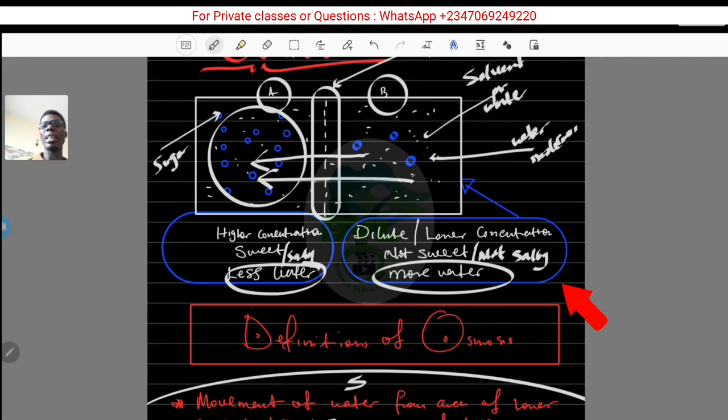So invariably, these definitions mean the same thing. So if you want to say it is the movement from high concentration to lower concentration, you must say it is the movement of water from area of higher concentration of water to an area of lower concentration of water. It's very important to put it that way. But if you just say movement of water from area of lower concentration, so from area of high concentration to lower concentration, you've mixed it up in a way.